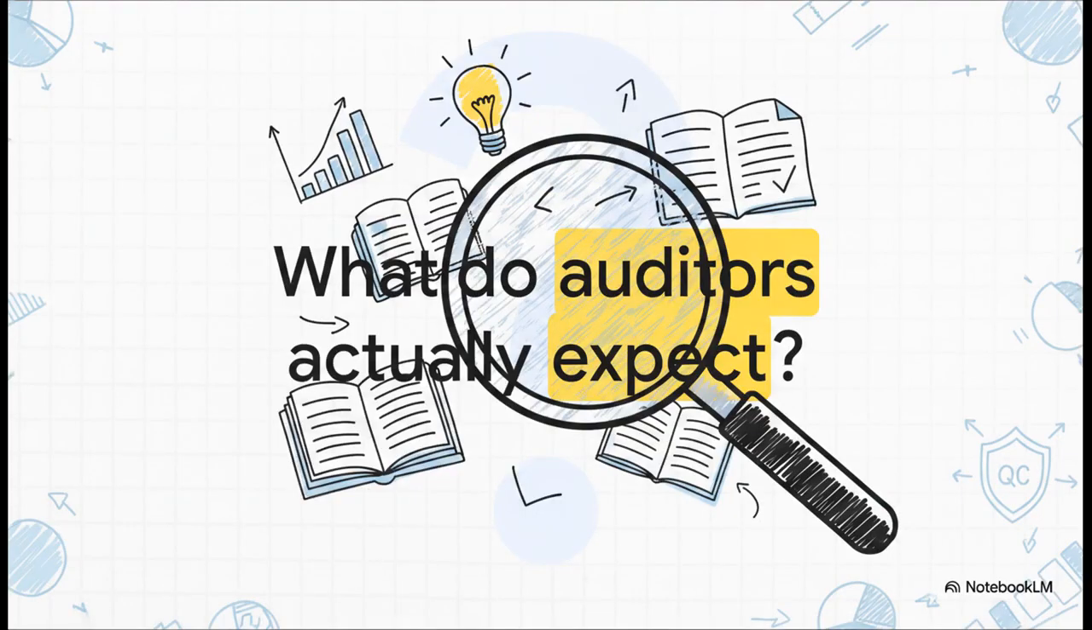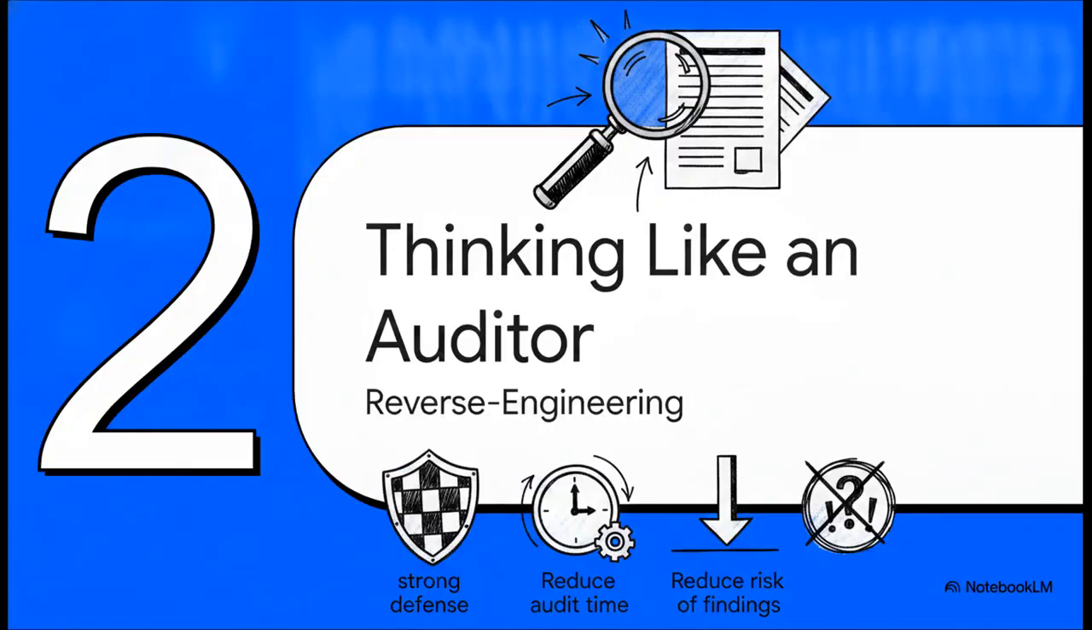So looking at all these common traps naturally begs a really important question. When the auditors finally roll in, what do they actually expect? What are they really looking for when they start scrutinizing our work? Let's pivot and look at this from their perspective. Section 2, Thinking like an auditor. We are going to reverse engineer their expectations.